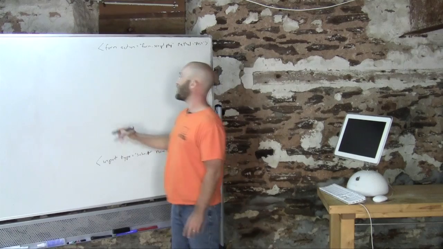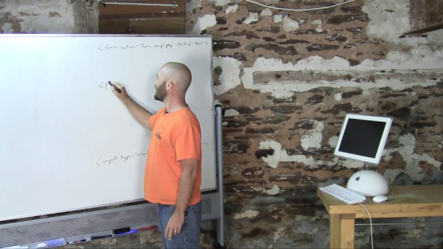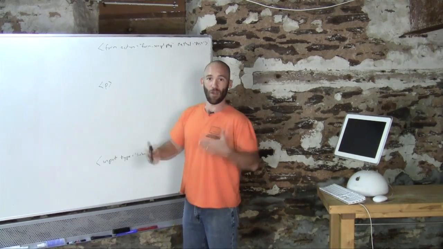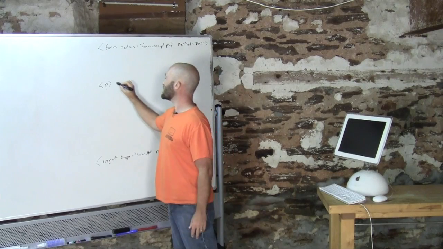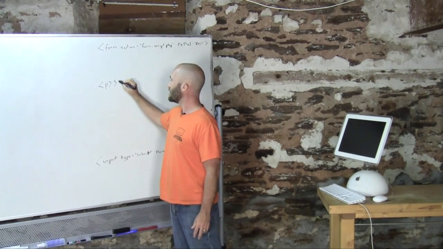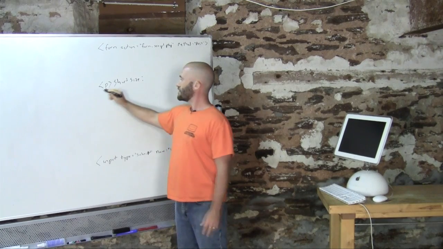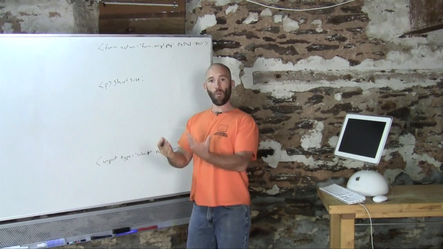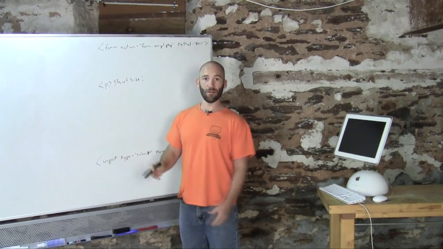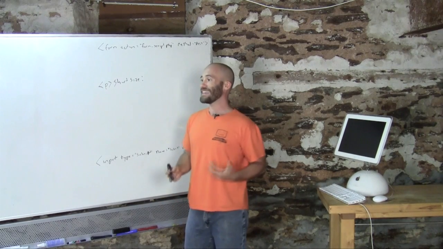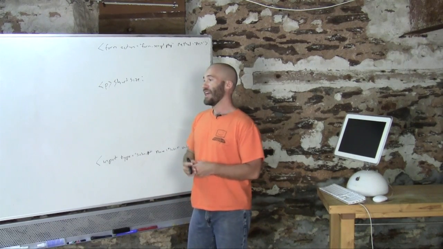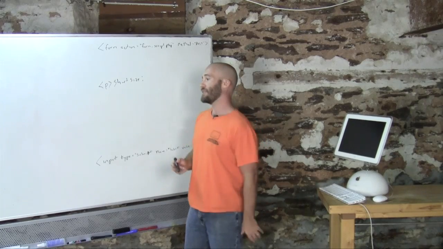In order to do that, the first thing that we have to do is tell them what we're asking for. So the first thing that we're going to do is we're going to do P shirt size. So this is going to print out on that web browser shirt size: to ask them basically what is their shirt size.